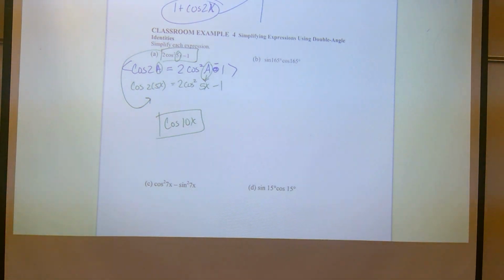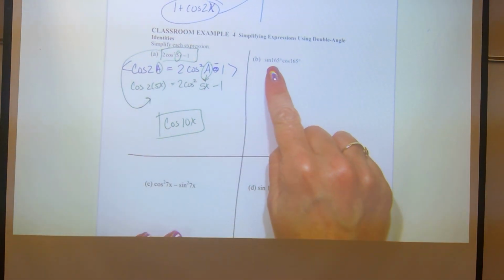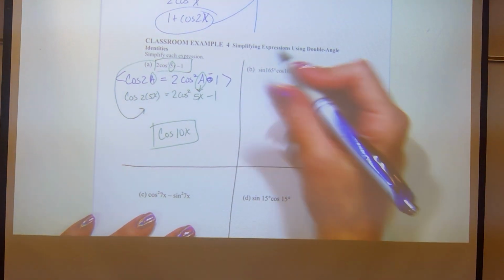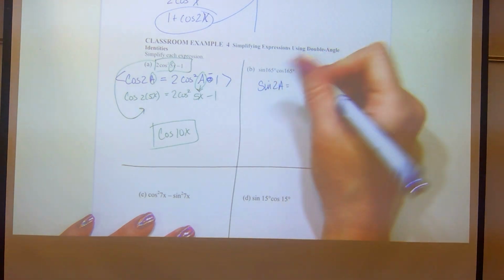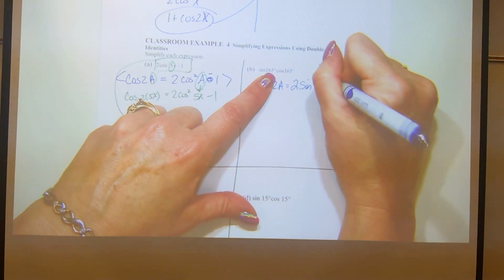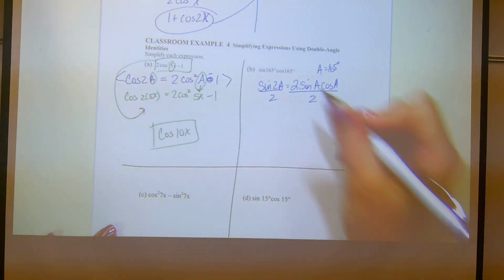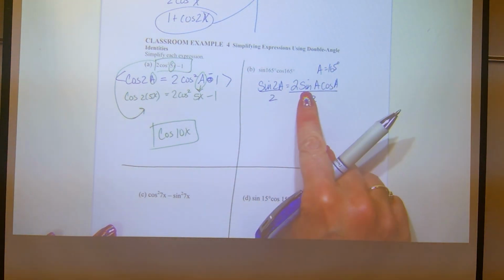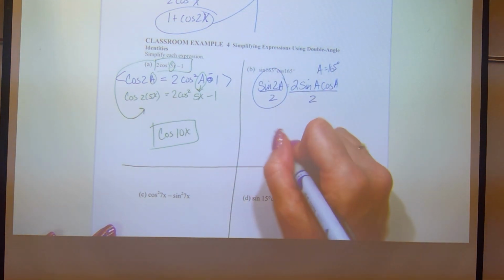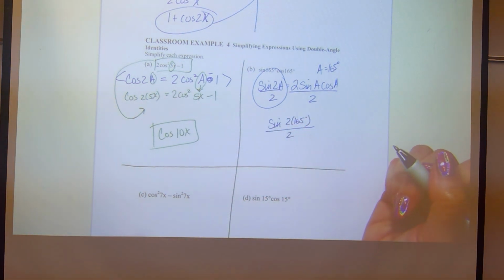All right, let's do B. B is sine 165, cosine 165. Well, that does not look exactly like any of my identities, but it looks almost like sine double angle. Sine double angle is 2 sine A cosine A, where A is 165 degrees, except that 2 is not there. So let's divide that 2 out of the way. Now it matches. Sine 165 cosine 165 is equal to this, where A is 165 degrees. So sine of 2 times 165 degrees divided by 2.